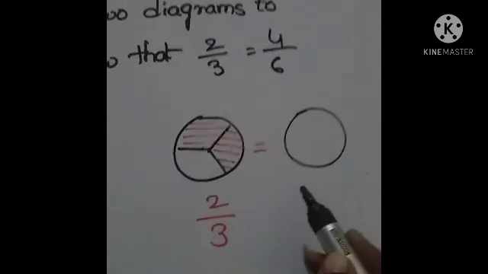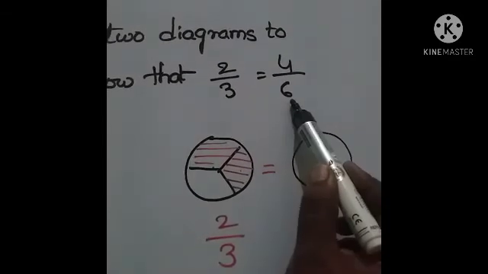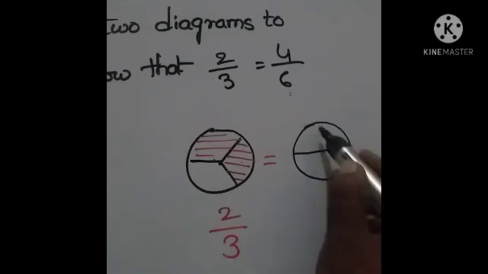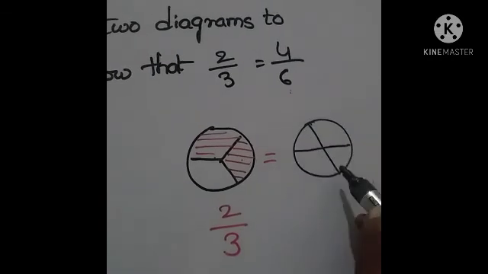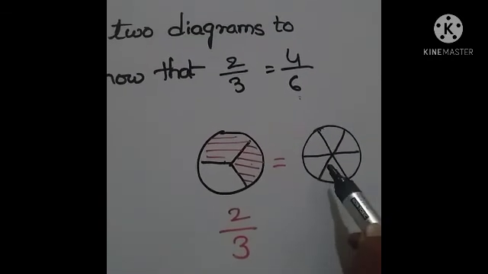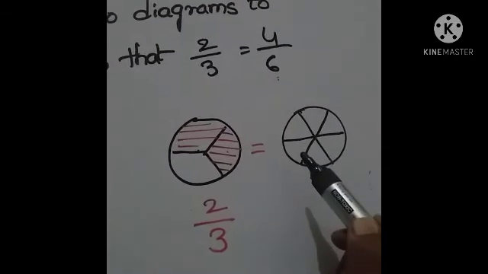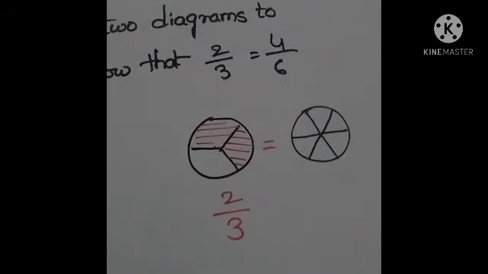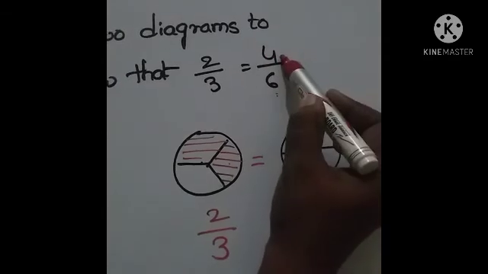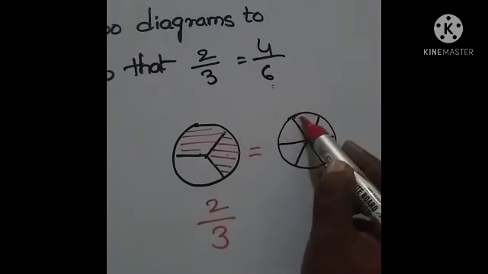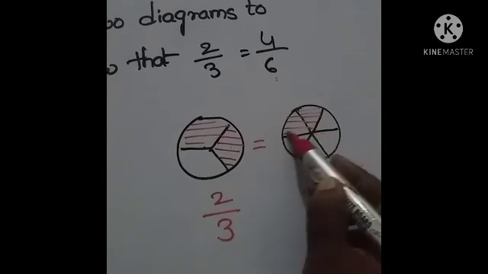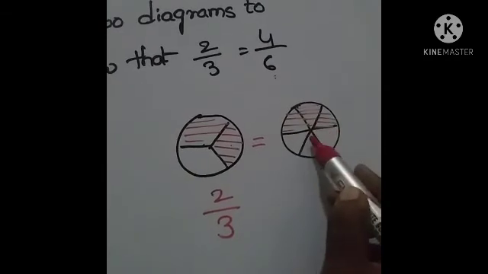Okay. Next, 4 by 6. Divide this picture into 6 parts because here the denominator 6 is there. So 2, 4, 6 divided into 6 parts. How many boxes are shaded now? Now we have to shade 4 boxes because here the numerator 4 is given. So shade 4 boxes: 2, 3, 4.